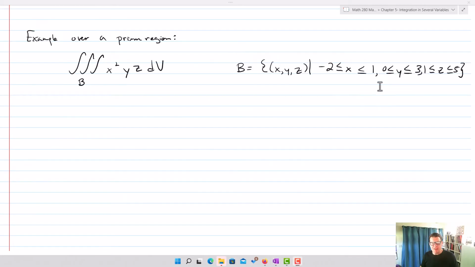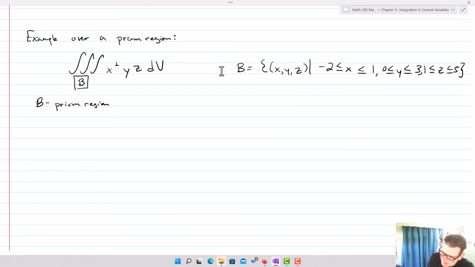All right, so now let's look at a prism region. What we've got here is something that's going to end up being a prism or some kind of box. What you'll see is B, and B actually indicates for us that we've got a prism region.